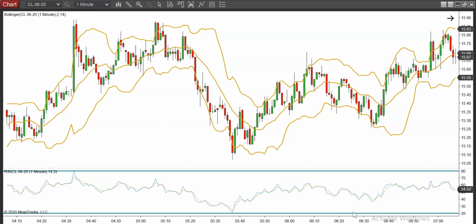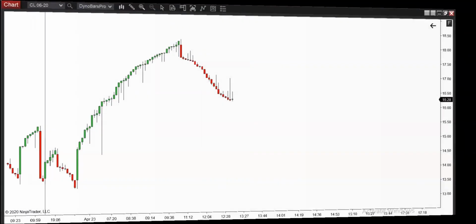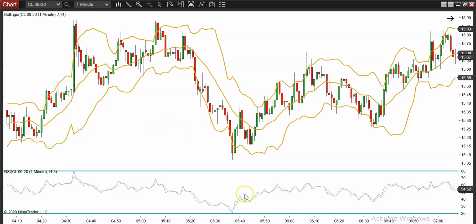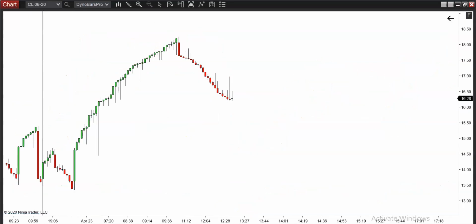And how the DynoBars works is with one click of your mouse, you take this bullshit chart right here and you make it look like this. And I'm not cherry picking. You can see the date here. It's April 23rd. That is today. Here's the before and here's the after. Very same chart. So that's what I mean when I say the DynoBars is a chart style output.